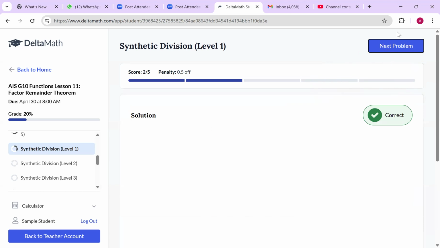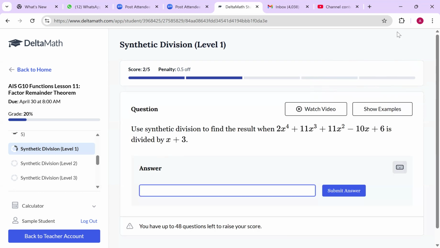Let's try a third one. So again, the first step is to draw the L shape. Let me just use more space. So draw the L shape here. We have 2, 11, 11, -10, and 6. And then we have here -3. So 2, -6, 5, -15, -4, 12, 2, -6, and 0.